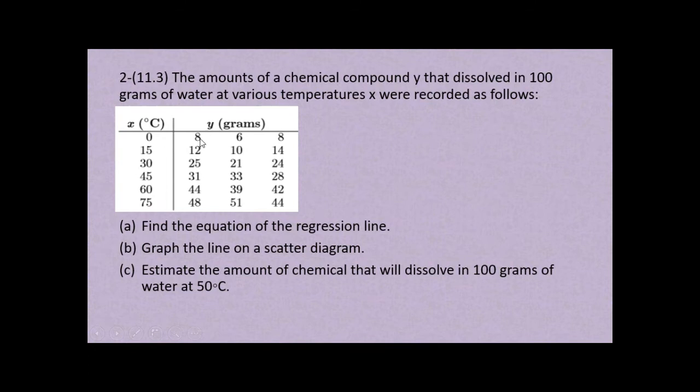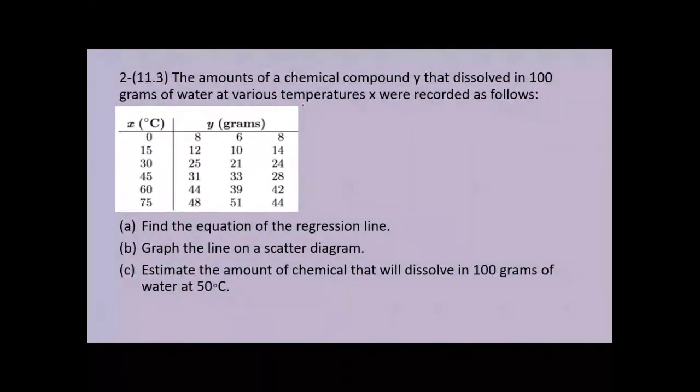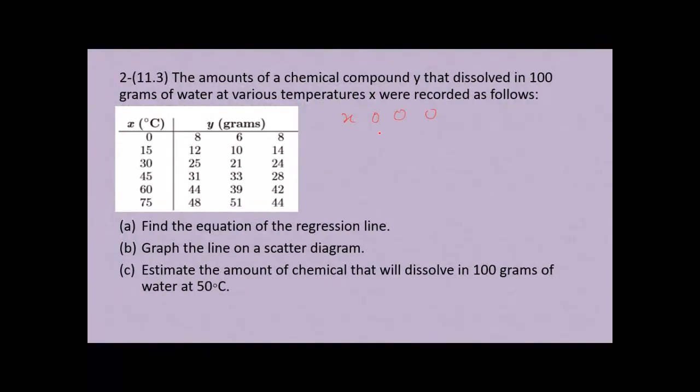Here, see, there are 18 information for Y, only 6 information for X. So you should write this one as X. There are 3 0 values for Y. For first 0, you'll get 8. Second 0 is 6. Third 0 is 8. Now 15, 15, 15, you should write 12, 10, 14.